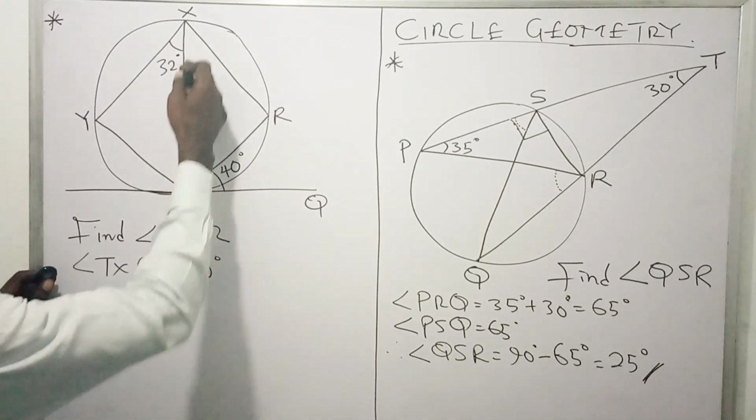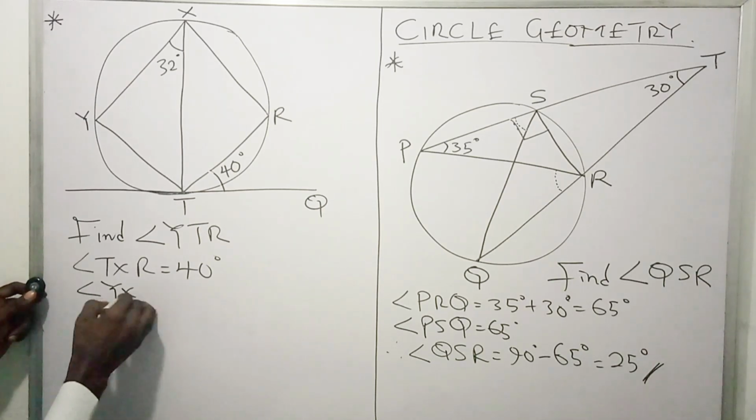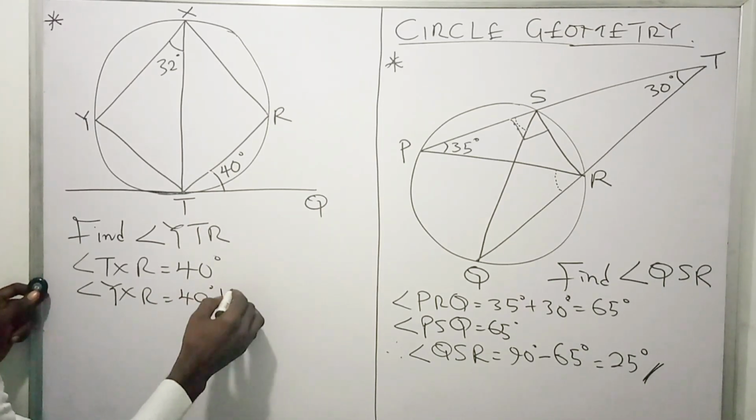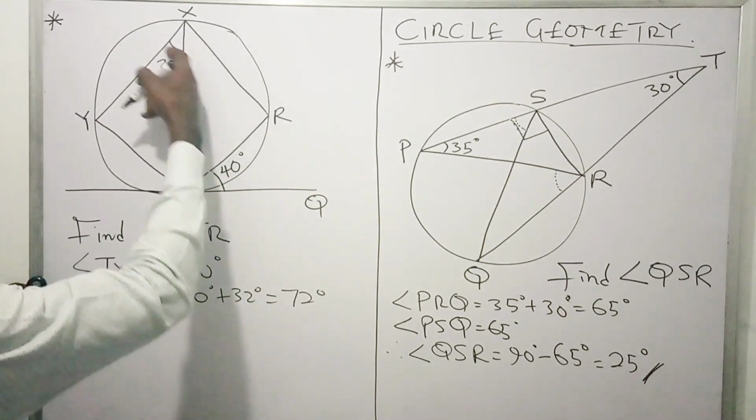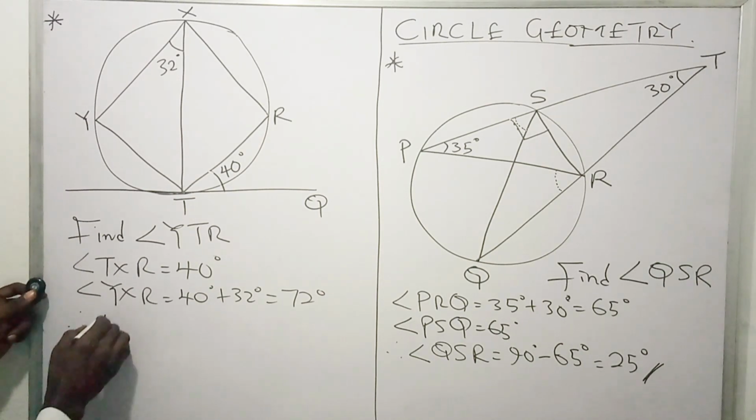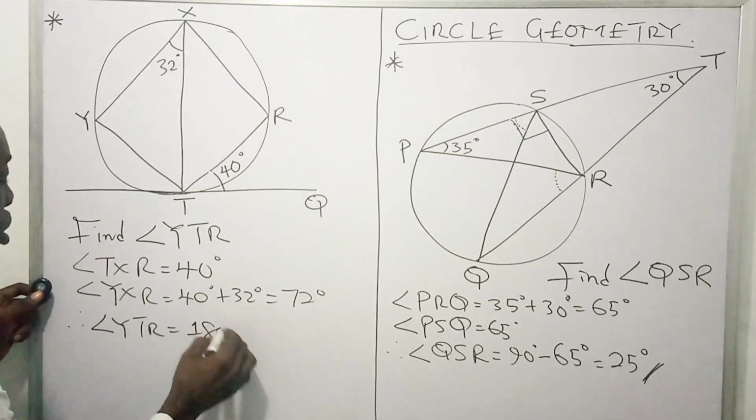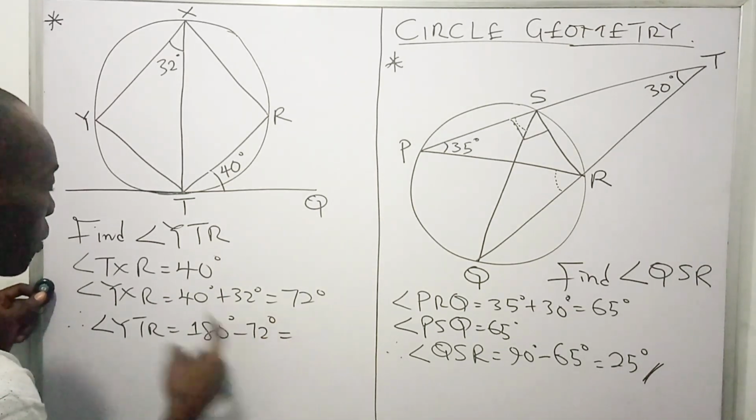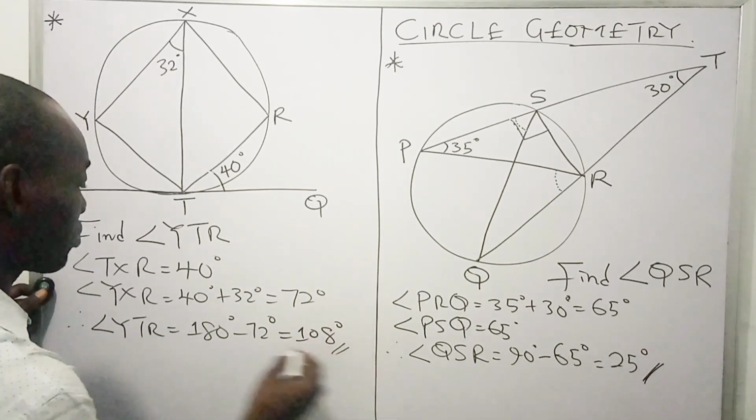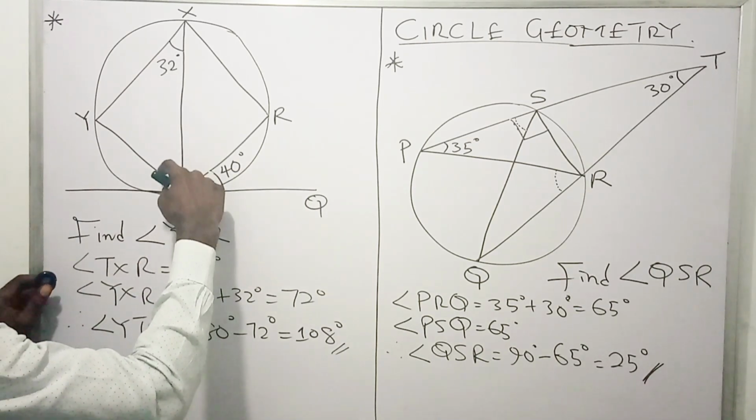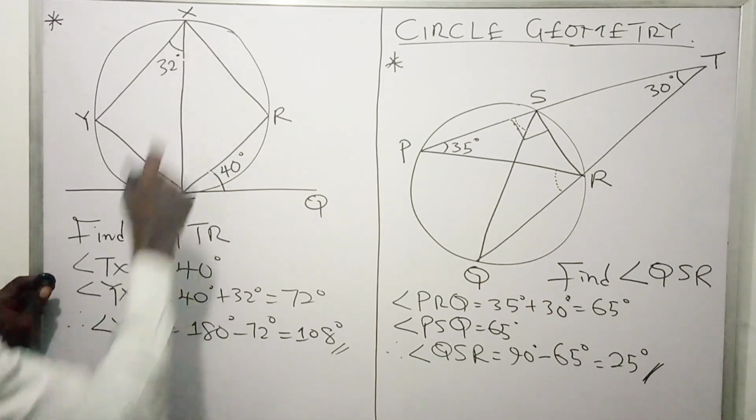So here also is 40 degrees. So if here is 40 degrees, it therefore applies that the angle YXR will be 40 degrees plus 32 degrees, and that will give us 72 degrees. So here is 72. And if here is 72, therefore, angle YTR, the one we're asked to look for, will be equal to 180 degrees minus 72 degrees, and that will give us 108 degrees. Now, how is it so? The sum of two opposite quadrilateral angles are supplementary.